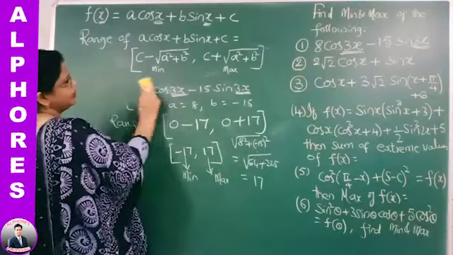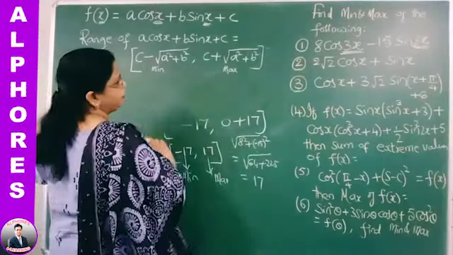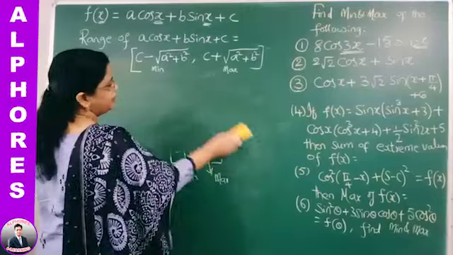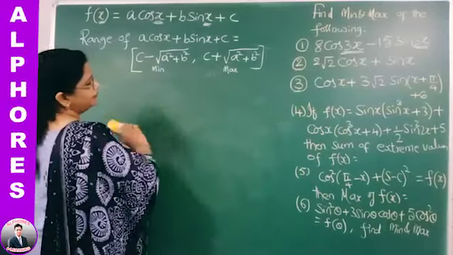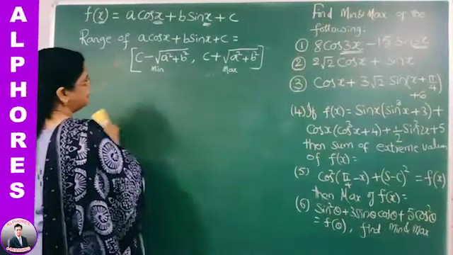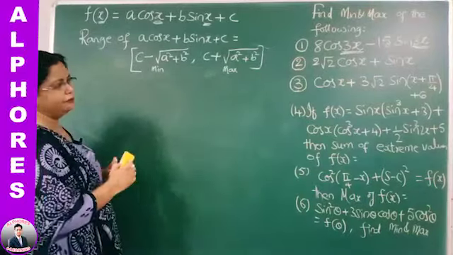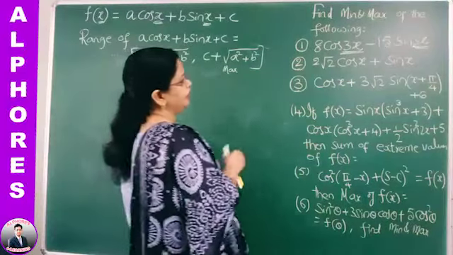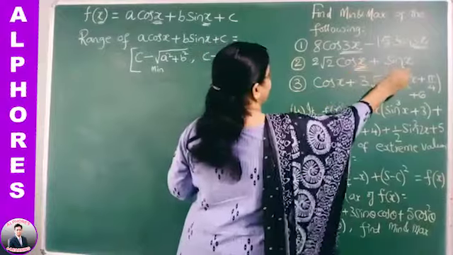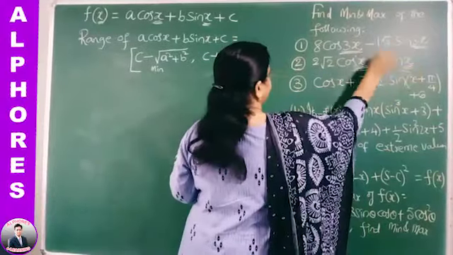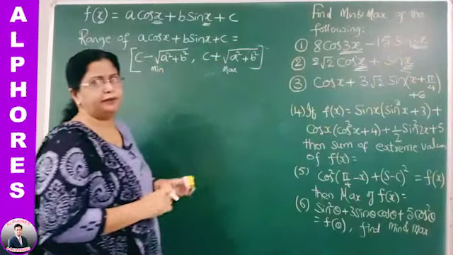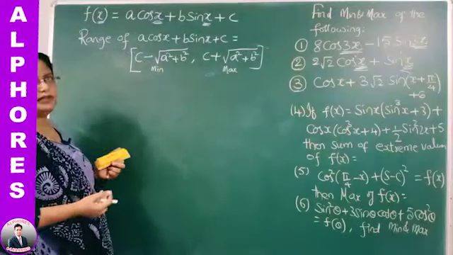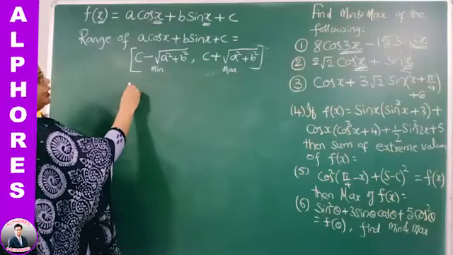Now students, let us observe the second problem. What is the second problem you are having? The second problem is 2 root 2 cos x plus sin x, right? Again, what is our observation here? This is your x value. Angles are one and the same and the degree is 1 and 1. So directly let's make use of the formula.